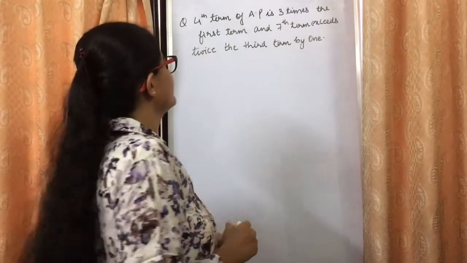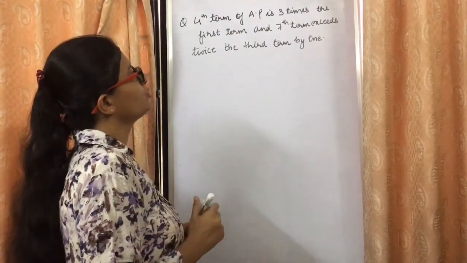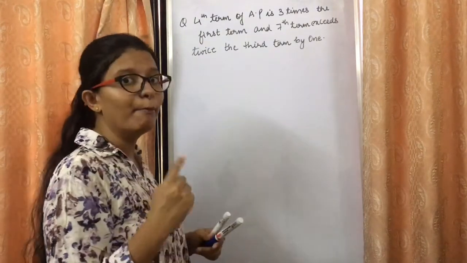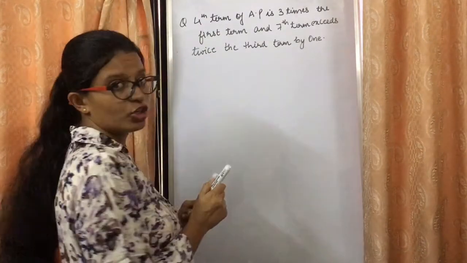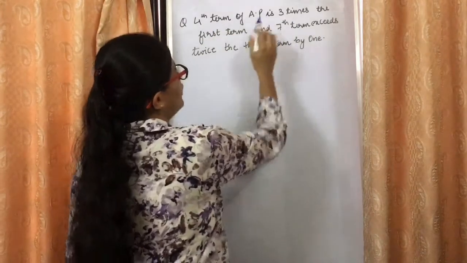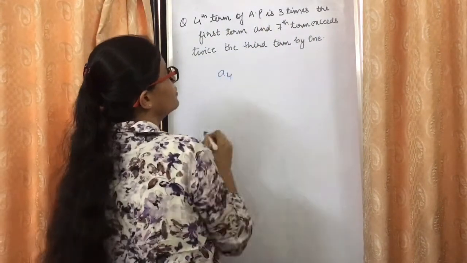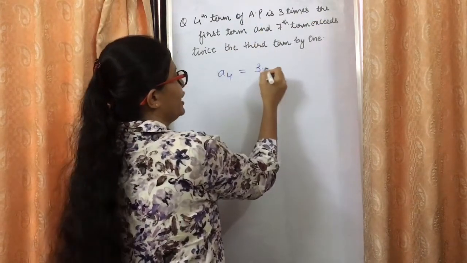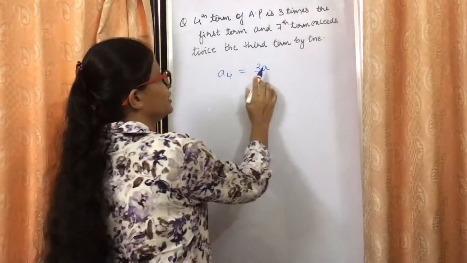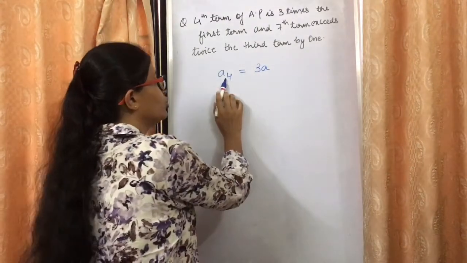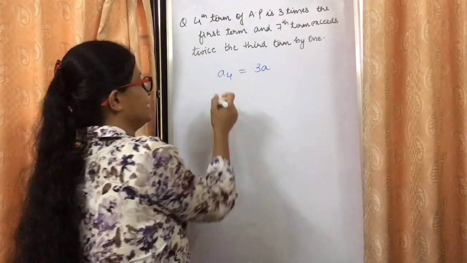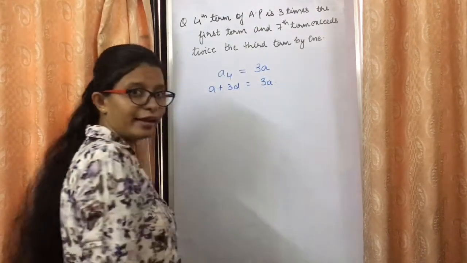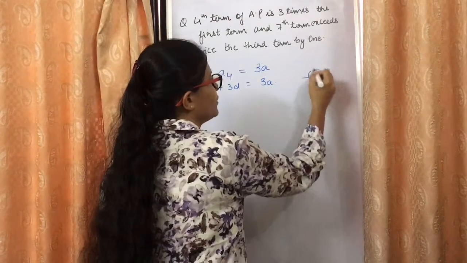The question given to us is: the fourth term of an AP is 3 times the first term and the 7th term exceeds twice the third term by 1. So let's formulate the question first. The fourth term of an AP, meaning A4, is equals to 3 times the first term, meaning 3A, correct? Now I need to write this fourth term in the form of A and D. What will I write? A plus 3D is equals to 3A. Let this be equation number 1.